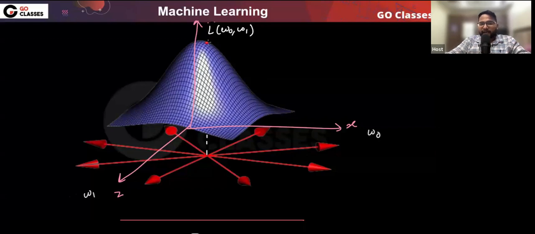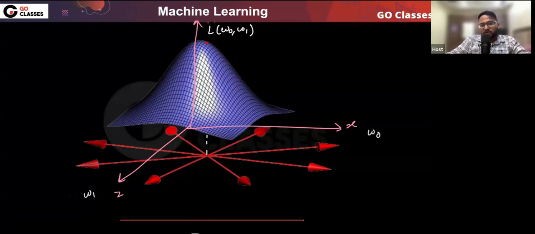It is possible that if I increase the value of w naught, then probably the loss is decreasing, right? So tell me, is the loss decreasing in this direction, in the sense that if I keep everything constant and I just move in the direction of w naught? Yes, it is decreasing in this direction, right?